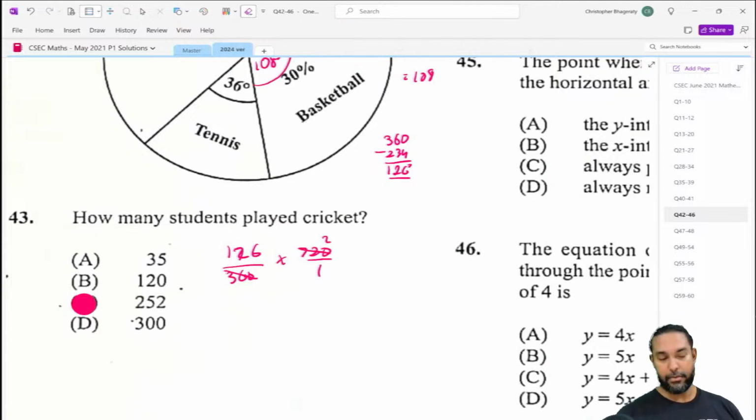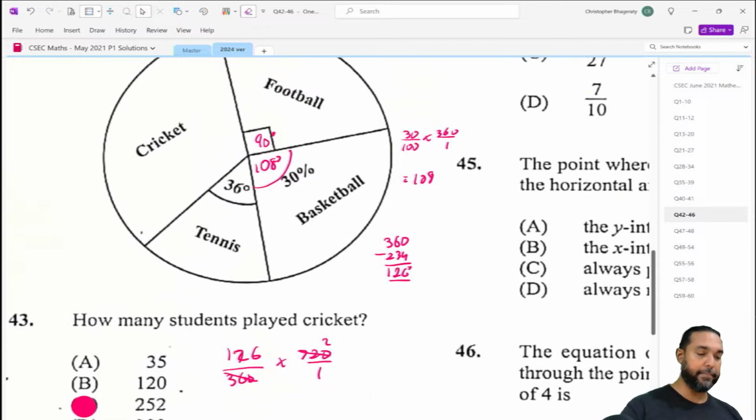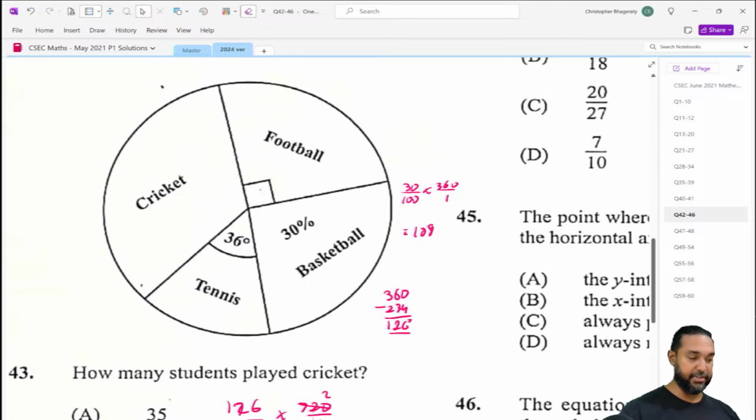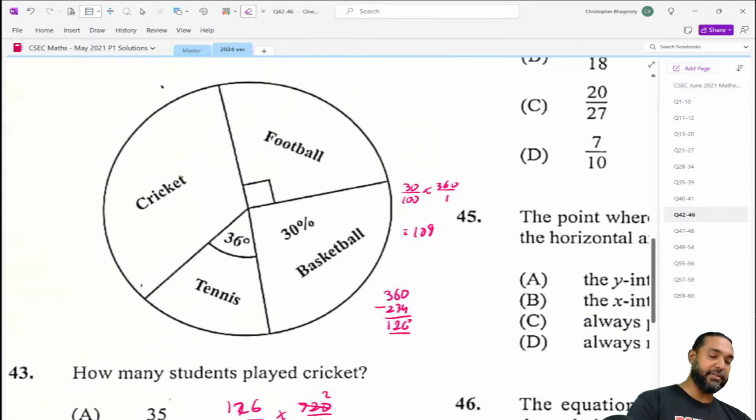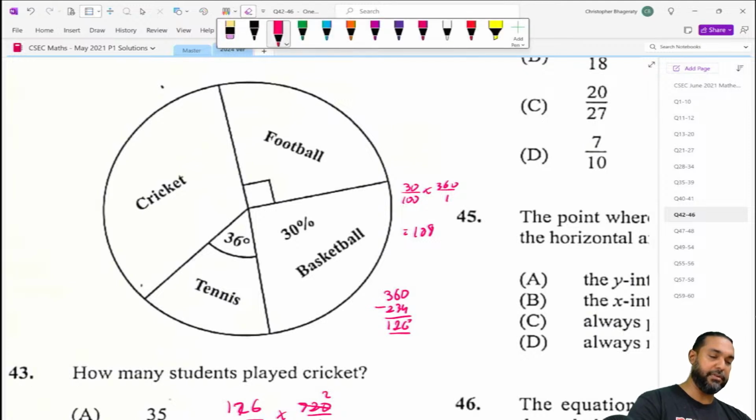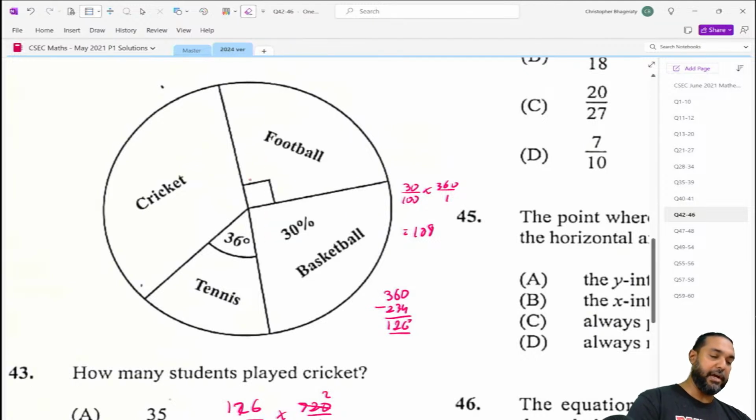Chris, could you explain it again? Yeah, no problem. So check it. We have a pie chart. A pie chart breaks up a circle into different sectors, and each sector gives us the proportion of the whole that it represents. So for football, the angle in the sector is 90 degrees. The angle here is 36. Now here they give us 30%, but we want the angle.